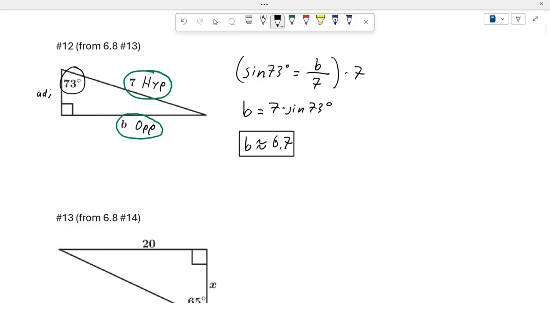If we had gotten an answer that was larger than 7, that's a problem, because it would mean that one of our legs is longer than the hypotenuse, which cannot happen. So you have to get an answer here smaller than 7, and 6.7 is close, but it is definitely less than 7, and so our answer makes sense.